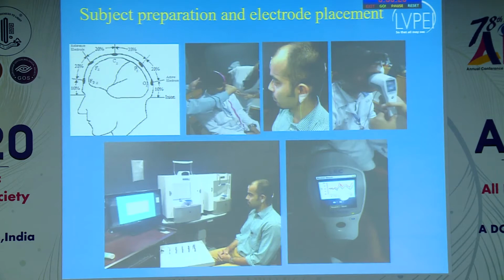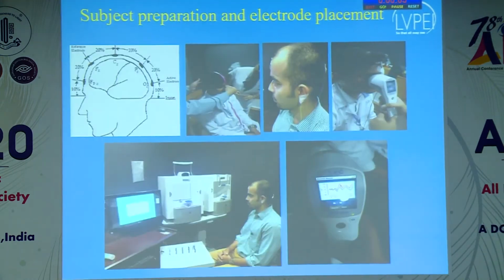So this is the setup. Skin electrodes are placed in the midline with a single channel recording. With the 10-20 system, the active electrode is placed over the occipital cortex, and the reference electrode is here. And this is the setup. They are connected to the amplifier, and this is the handheld device. The same thing can be recorded with the handheld device.